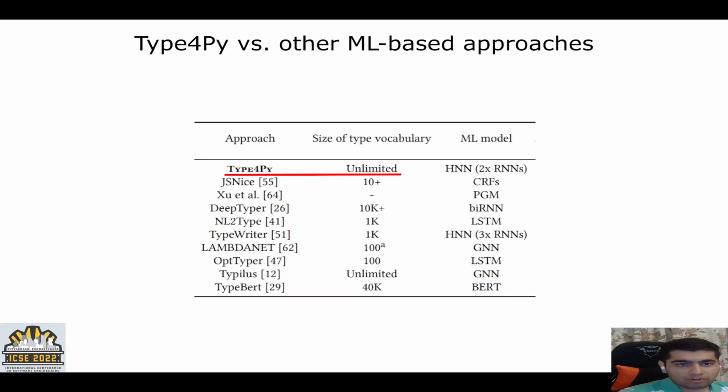There are quite a number of research works on ML-based type inference for JavaScript and Python. As mentioned before, Typewriter and Typeless are state-of-the-art approaches for Python. And notably, Type4Py supports unlimited type vocabulary, meaning that it has no limitation in terms of the number of types that the model can learn from the training set.